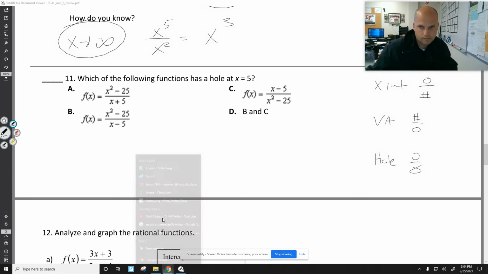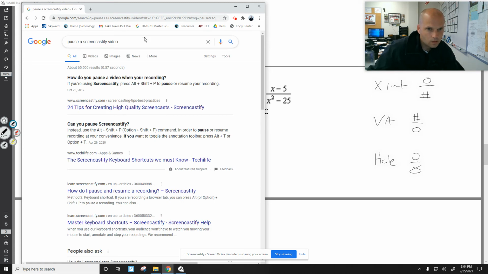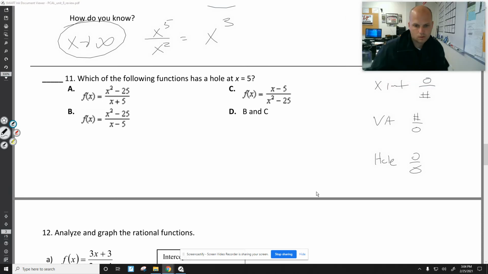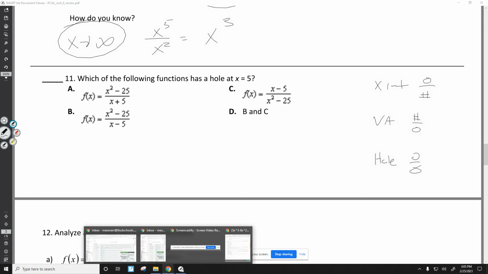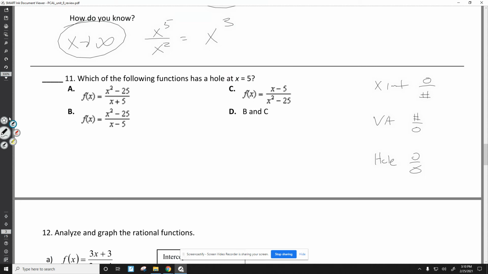Hold on. I gotta see. Alt-Shift-P should be pausing. I'm not sure if this is paused. Okay, back to things.